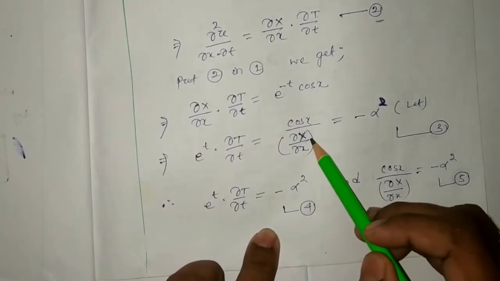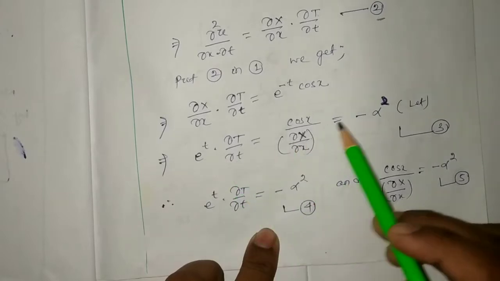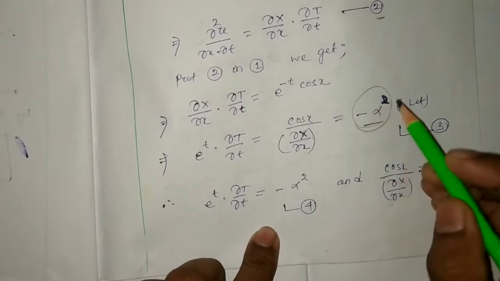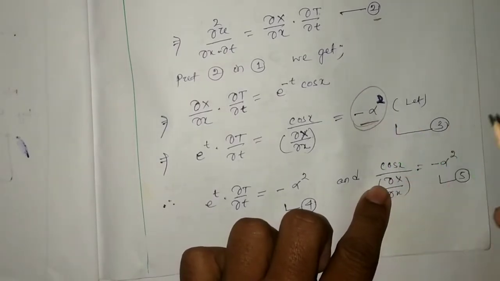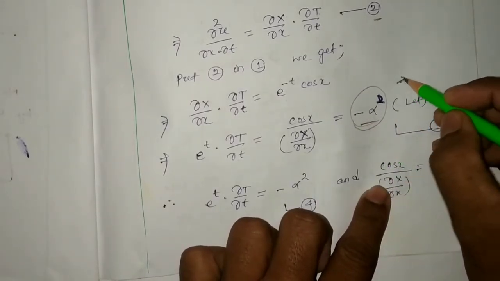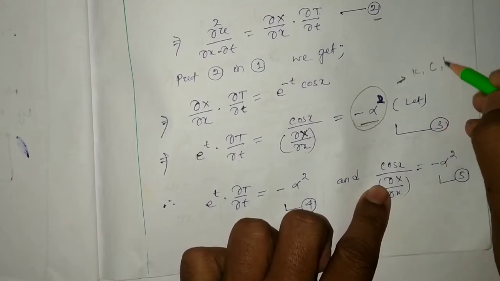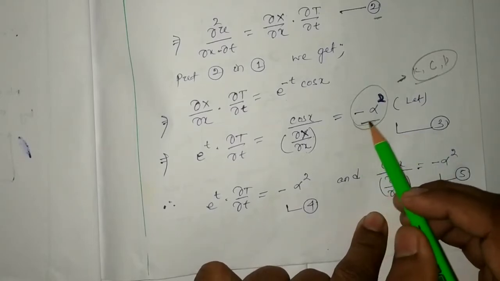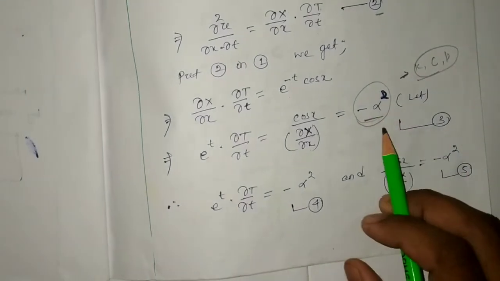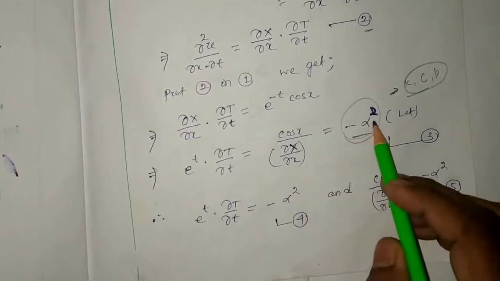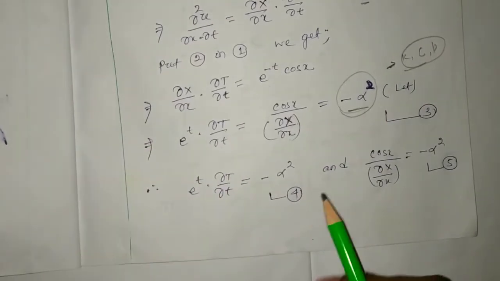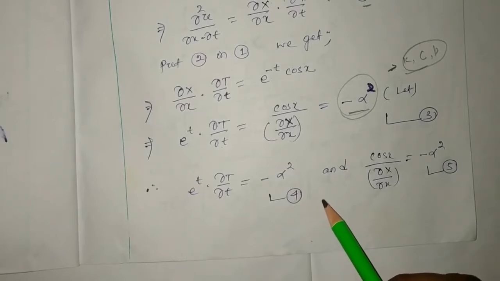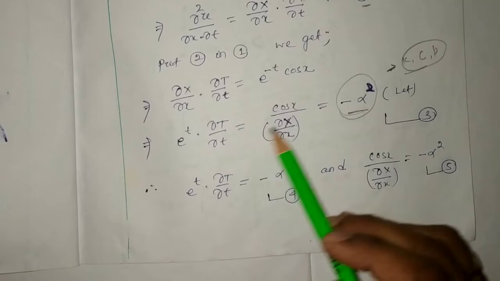As you can see, this term is a function of only t, and this is only x. So let this be equal to a constant, minus alpha square. See, here I have taken minus alpha square as a constant. You can consider any constant like k, c, p, whatever you like, no problem. So here I consider minus alpha square as the constant, that is, this equal to this. Now we have to find separately the solution of this differential equation and this differential equation.